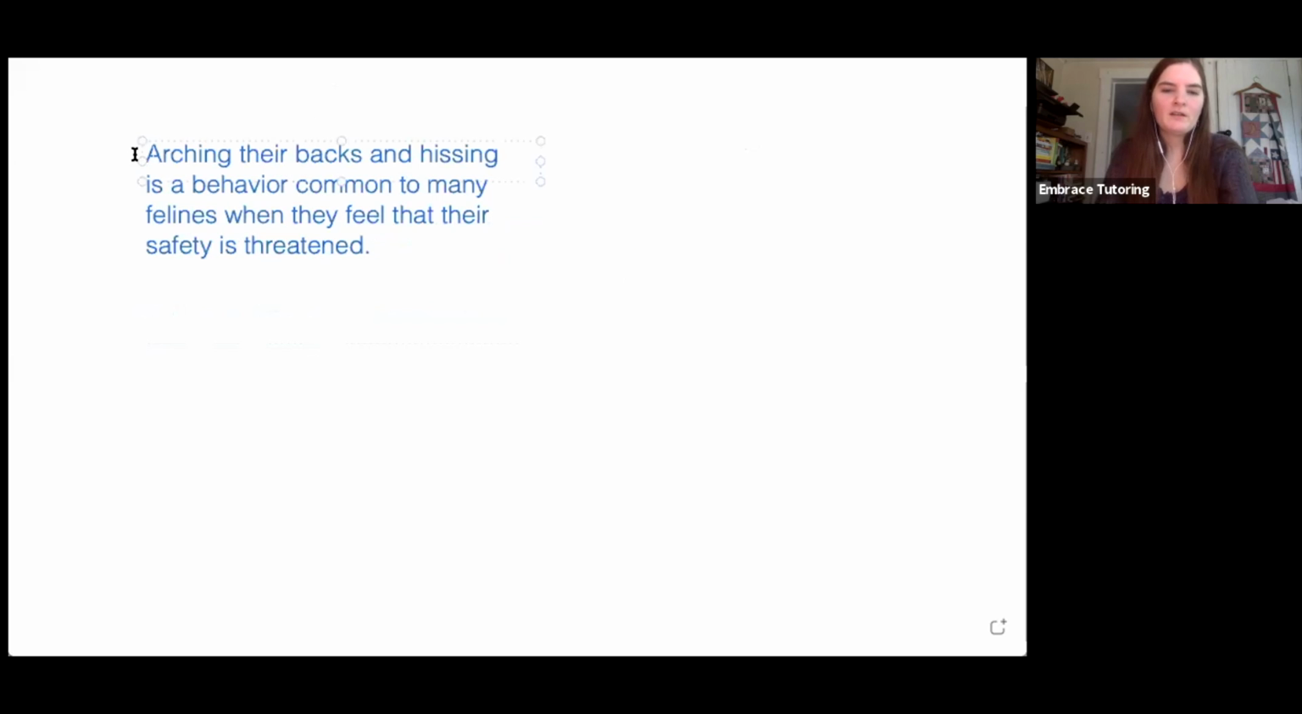All right, so looking at this kind of expression here, can everyone see the whiteboard on their screen? Yeah, okay. So arching their backs and hissing is a behavior common to many felines. If we look at this sentence, we want to identify what our subject might be.